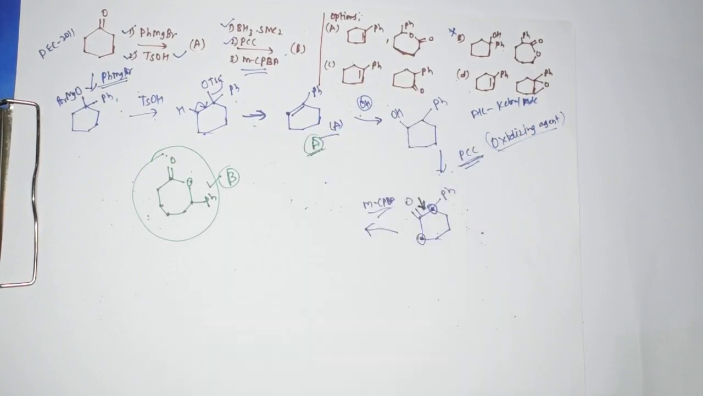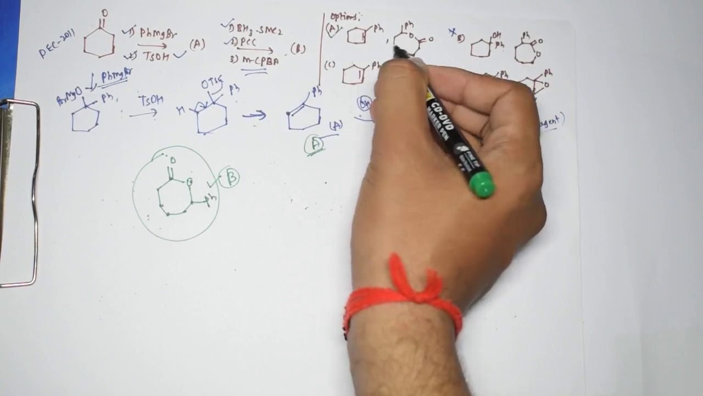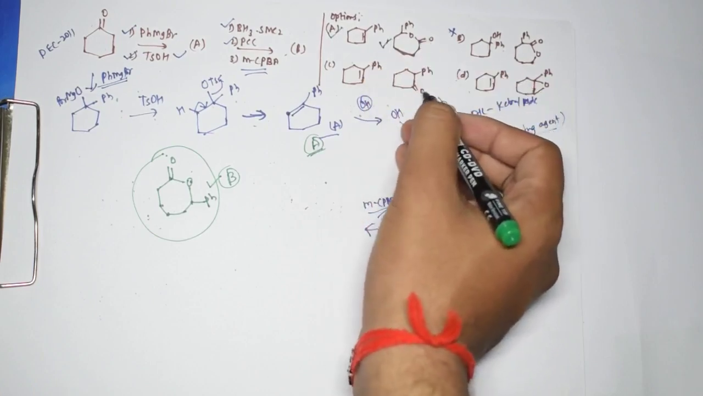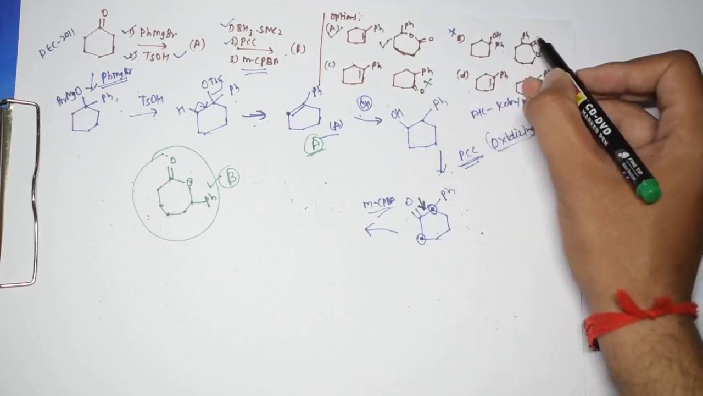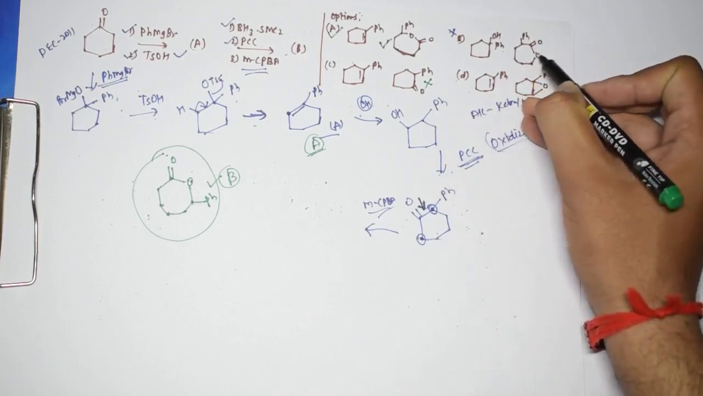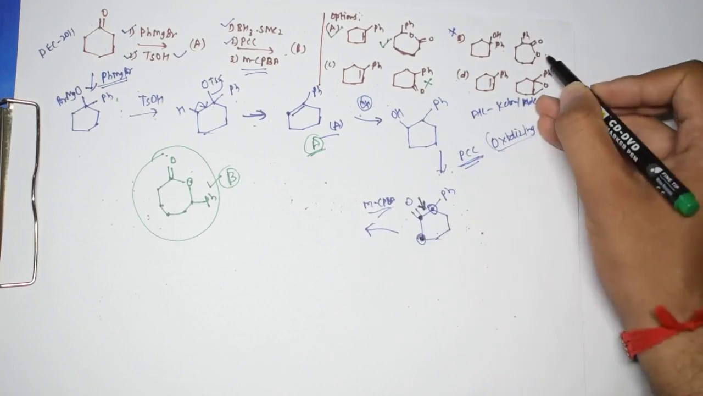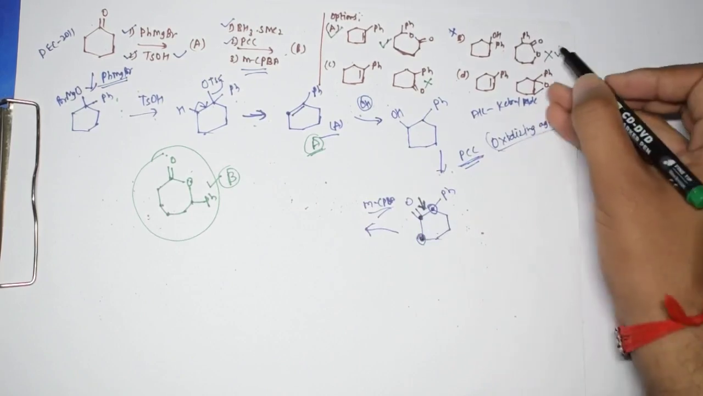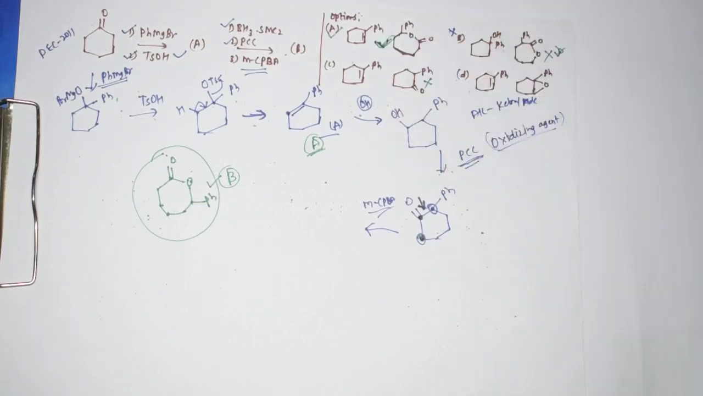Now it's time to match the answer. As you can see, in option A, A is matching and B is also matching, but in C this won't be the correct answer, right? But in option B, this oxygen is introduced between the carbonyl carbon and this one, so this is also not the correct answer, right? So the correct answer will be option A.